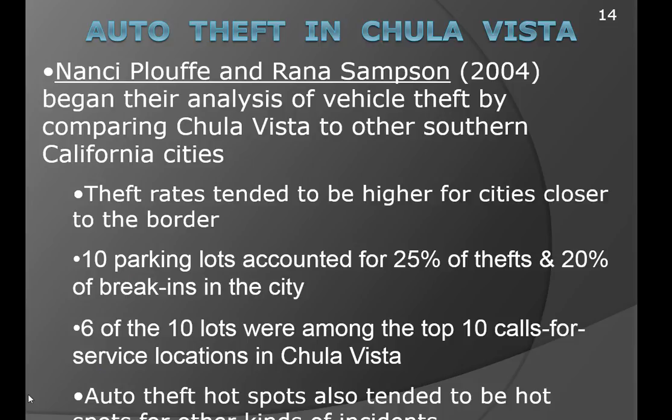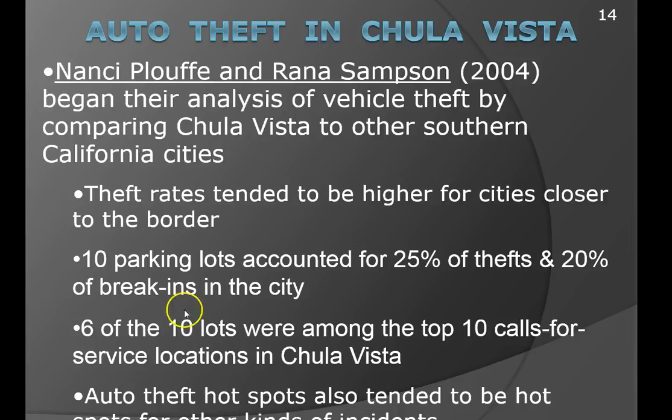Another example of using problem analysis is the study done in Chula Vista regarding auto theft by Nancy Plouffe and Raina Sampson in 2004. They began their analysis of vehicle theft by comparing Chula Vista to other Southern California cities. They found that the theft rates tended to be higher for cities closer to the border. They found that 10 parking lots accounted for 25% of thefts and 20% of break-ins in the city.